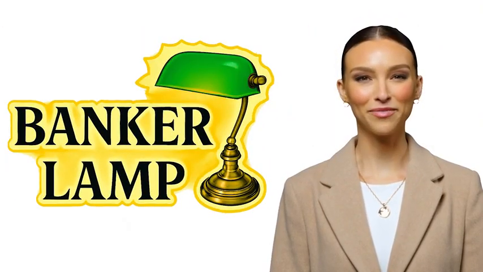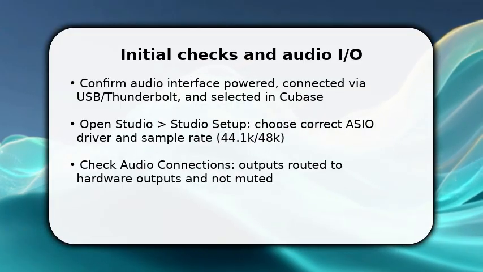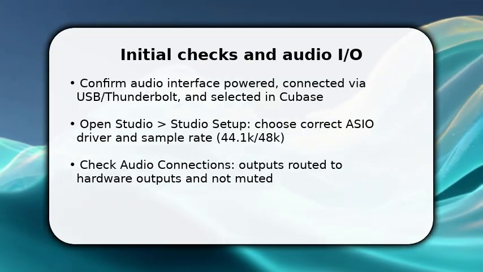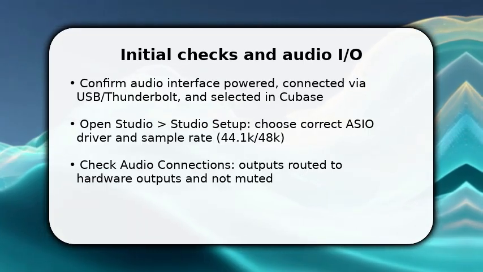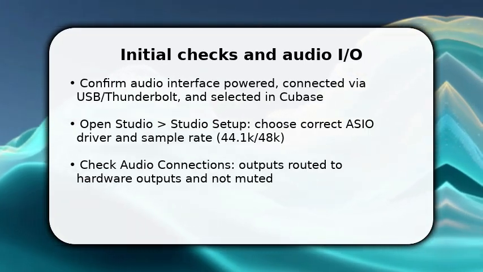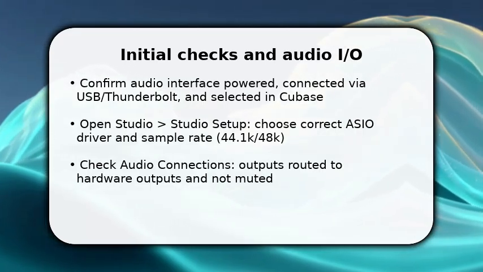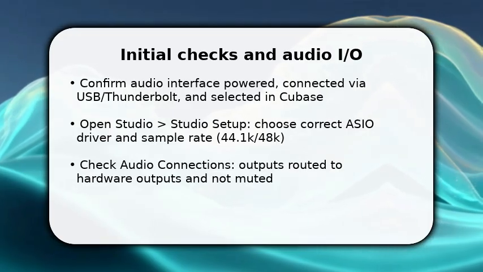Please enjoy the video. You start by confirming hardware and driver choices to eliminate obvious signal breaks. First, power on your audio interface and connect it. Then open Cubase's Studio Setup and pick the correct ASIO driver so latency and routing work. Make sure sample rate matches interface settings.